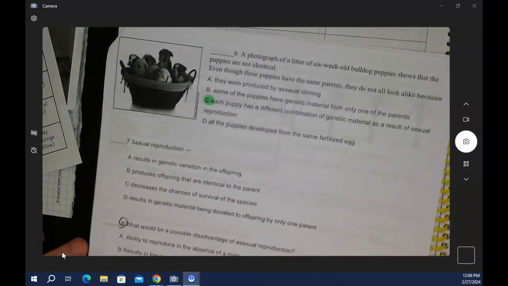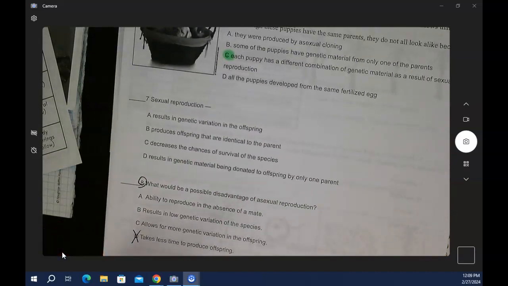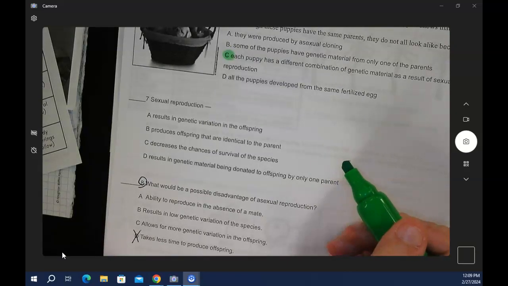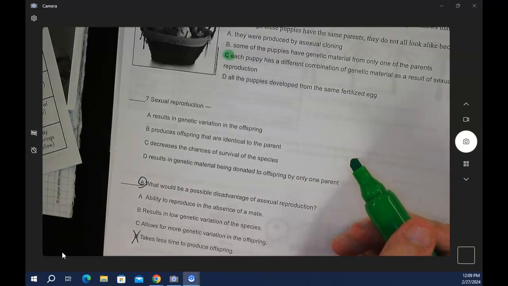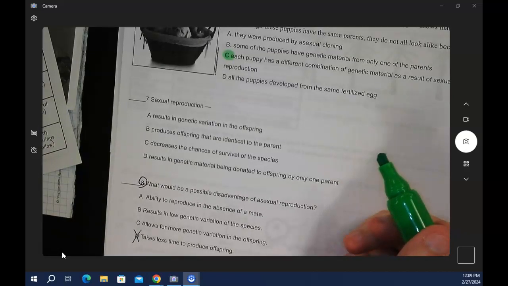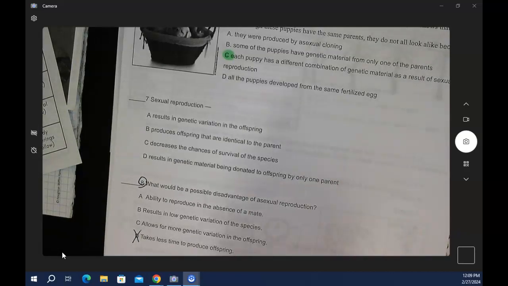C. Sexual reproduction: A, results in genetic variation in offspring. B, produces offspring that are genetically identical to the parent. C, decreases the chance of survival of the species. D, results in genetic material being donated to the offspring by only one parent.